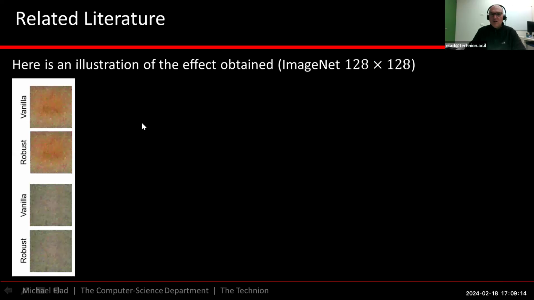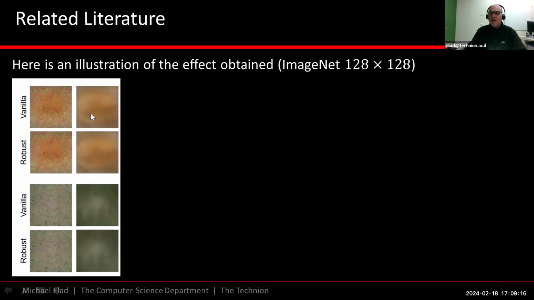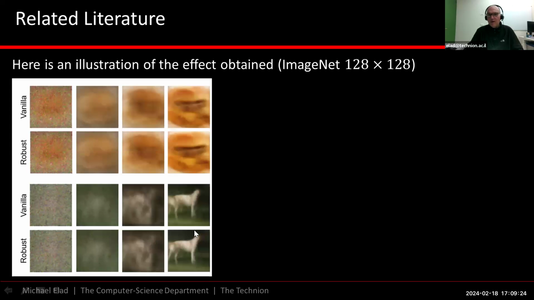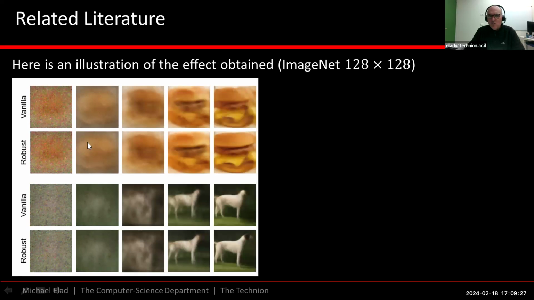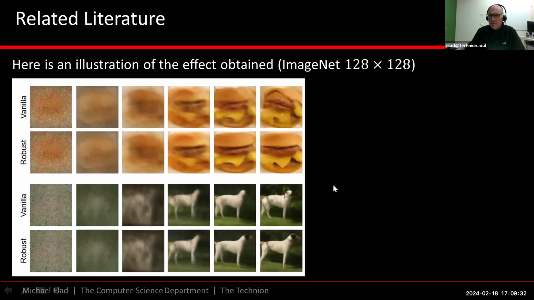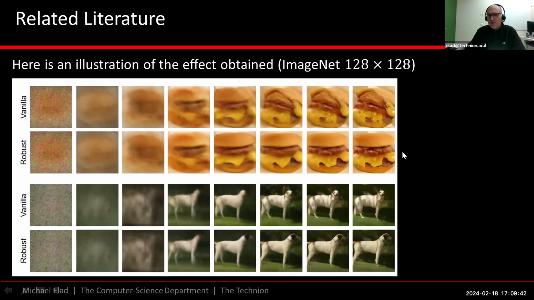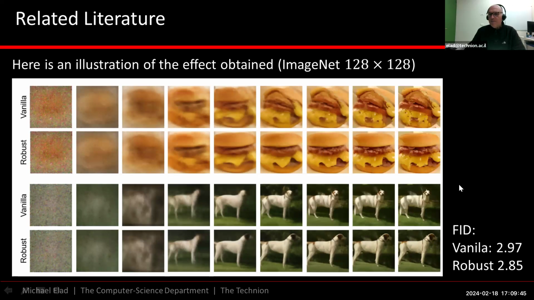For example, we start with the same seed and the same random vectors, and we generate images, 2 images, vanilla, robust, vanilla, robust. In the beginning, everything looks the same, and we keep going, and slowly there is a gap towards the robust. The robust creates slightly better images. I remind you, even the vanilla has a robustness in the classifier because of the training with the noise, and we get slightly better results up to the point where we finish. And in terms of FID, there is a slight improvement from almost 3 to 2.85.